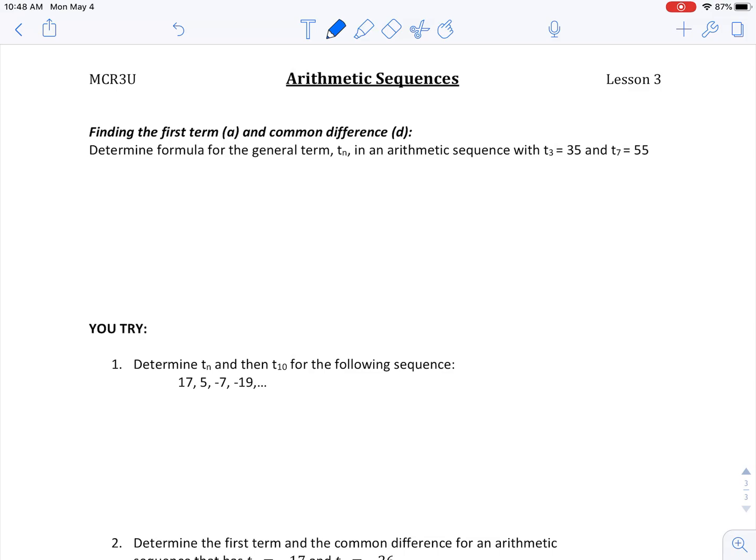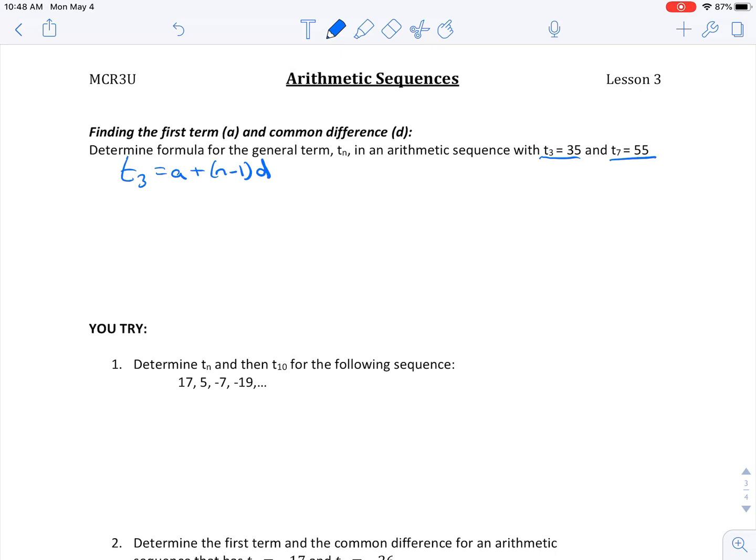So a couple other things we can do with this. We can find the term and the common difference. So let's say we know two terms in the sequence. So this one says determine the formula for the general term T sub n in an arithmetic sequence. So we need to know that with this and this. So I've got the 3rd and 7th. So you probably could kind of figure out the difference between the two. We know there's 4 terms. You might be able to figure out that way. But I'm going to show a way that's always going to work because sometimes it can be tricky to do it the other way.